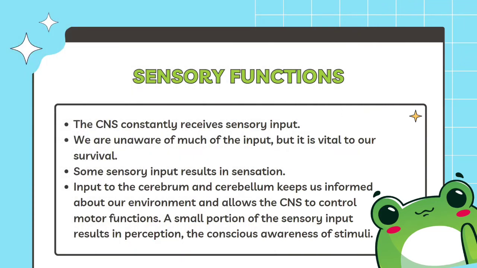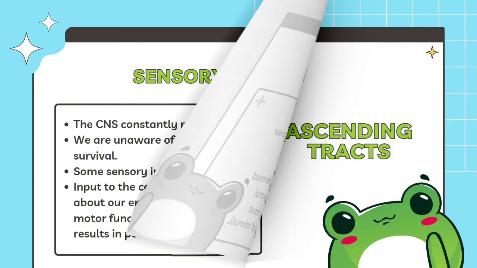Sensory functions. The CNS constantly receives sensory input, and we are unaware of much of the input, but it is vital to our survival. Some sensory input results in sensation. Input to the cerebrum and cerebellum keeps us informed about our environment and allows the CNS to control motor functions. A small portion of sensory input results in perception, the conscious awareness of stimuli.